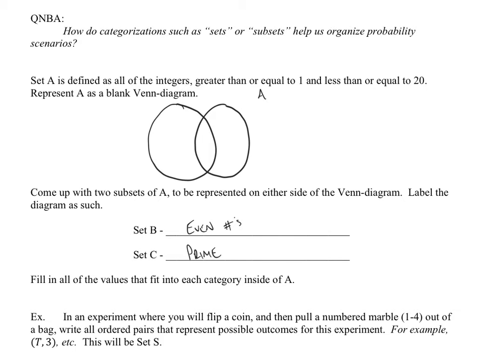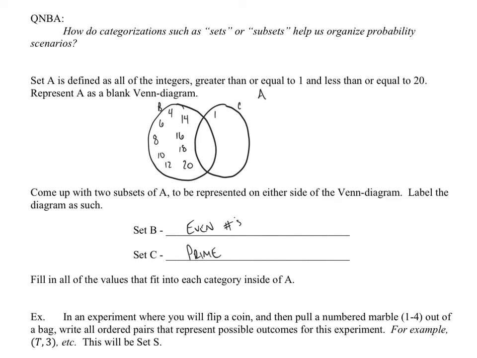They could be different. So in set B, we're going to have every even number that is inside of set A. So B here is a subset of set A, and so is C, where B is going to be every number from 1 to 20 that's even. So I'm going to throw those in there. And you'll notice I left the number 2 out. There's a reason for that. The next thing I'm going to do is in C, I'm going to put all my prime numbers. So let me write those in.